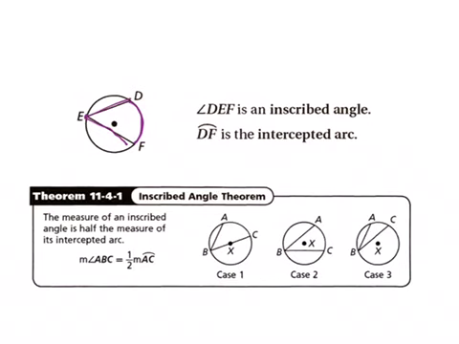So here it introduces us to the inscribed angle theorem. The measure of an inscribed angle is half the measure of its intercepted arc. So the measure of angle ABC is 1/2 the measure of the arc.